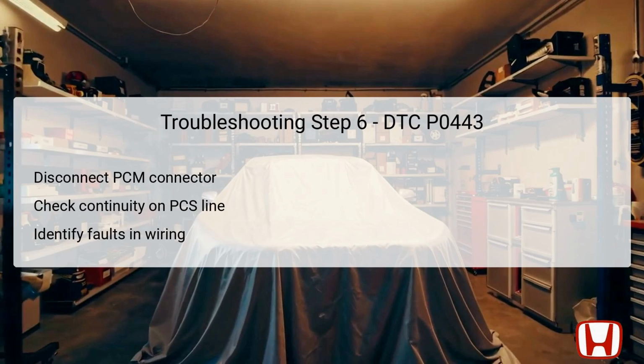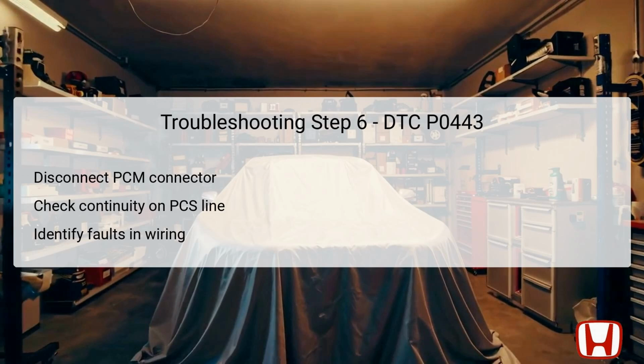For the sixth step, again you will be dealing with the PCS purge control solenoid line by checking for continuity. Switch the vehicle to the off mode and ensure the SCS line is jumped with the HDS, waiting over a minute for the system to stabilize. Next, disconnect the PCM connector, C51P.